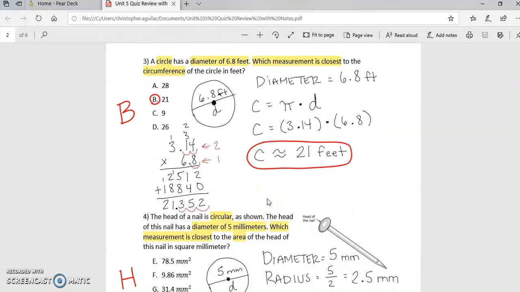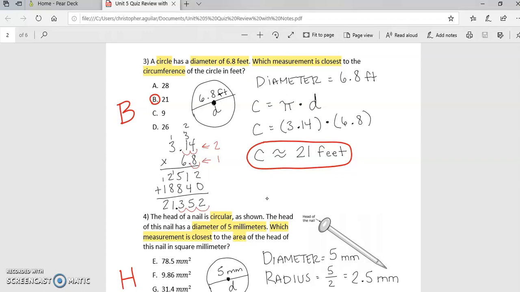For number 3, a circle has a diameter of 6.8 feet. Which measurement is closest to the circumference of the circle in feet? So for this one, whenever I am dealing with diameter, it would represent the line that goes through the center, but it's from one edge of the circle all the way to the opposite side. It's a full line from one side of the circle to the other. So I know my diameter, and then they ask, okay, which is closest to the circumference?